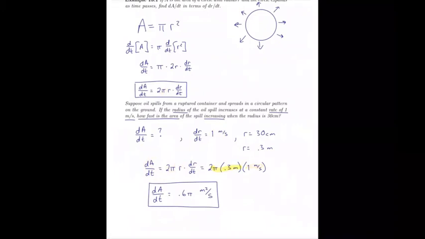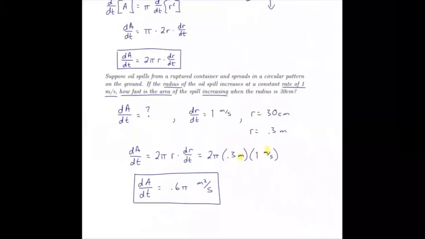Now, a really nice thing we can do here is use unit analysis to make sure that our answer comes out right, or at least to error check it, right? Does this make sense? Well, 2 times 0.3 is 0.6, times pi, times 1 doesn't change it. Meters times meters per second, so I get meters squared per second. So my answer is 0.6 pi meters squared per second.